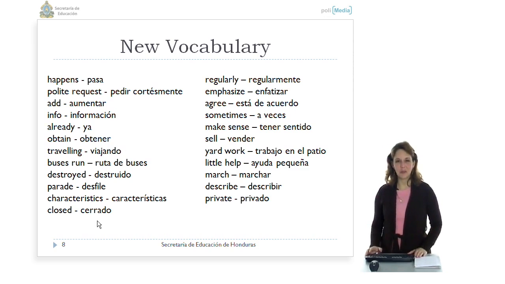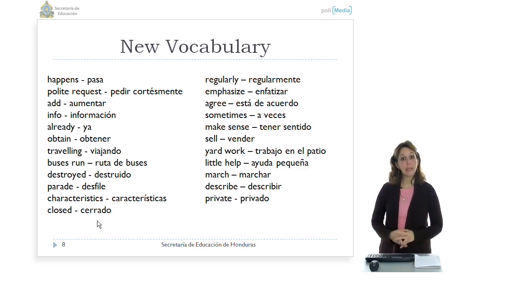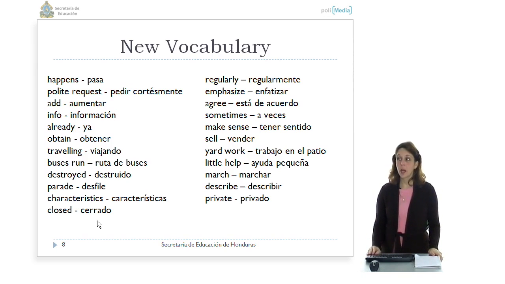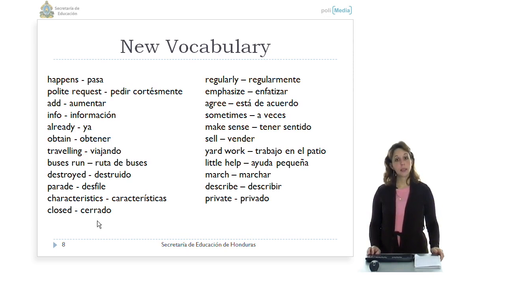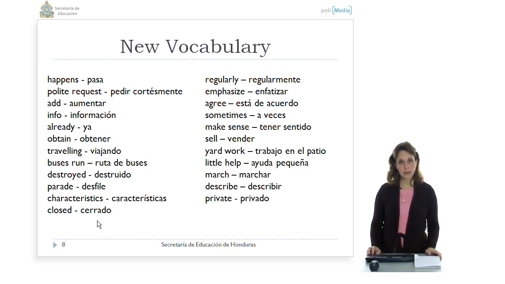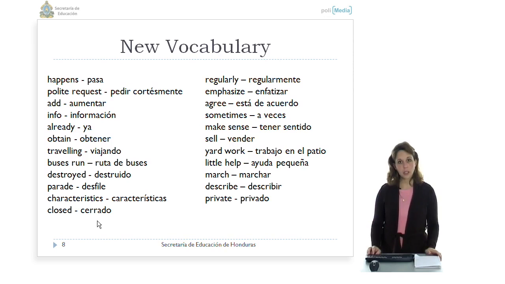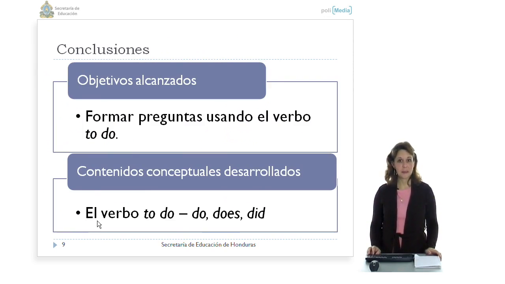There are many new vocabulary words in this lesson. Happens, polite request, add, info is short for information, already, obtain, traveling, buses run, destroyed, parade, characteristics, closed, regularly, emphasize, agree, sometimes, make sense, sell, yard work, little help, march, describe, and private.